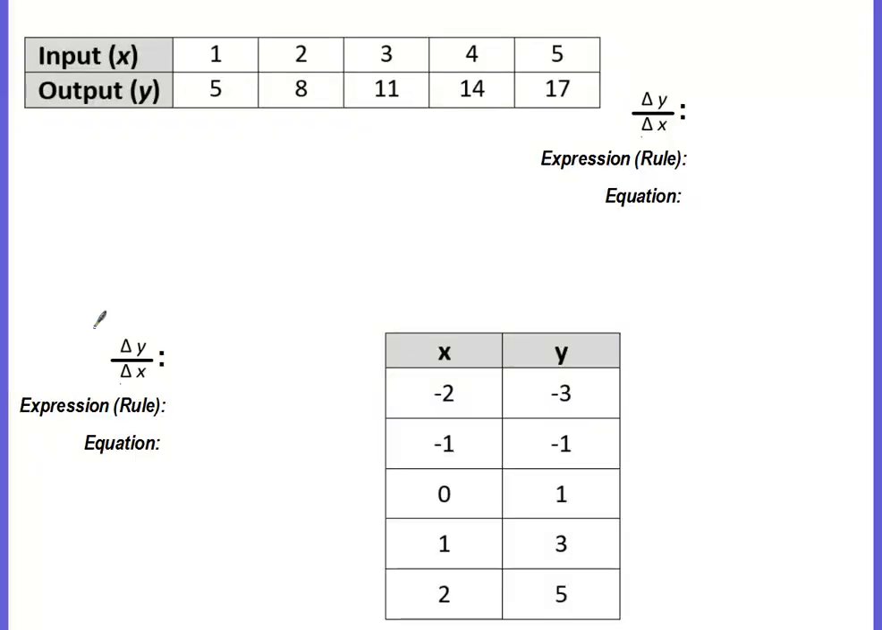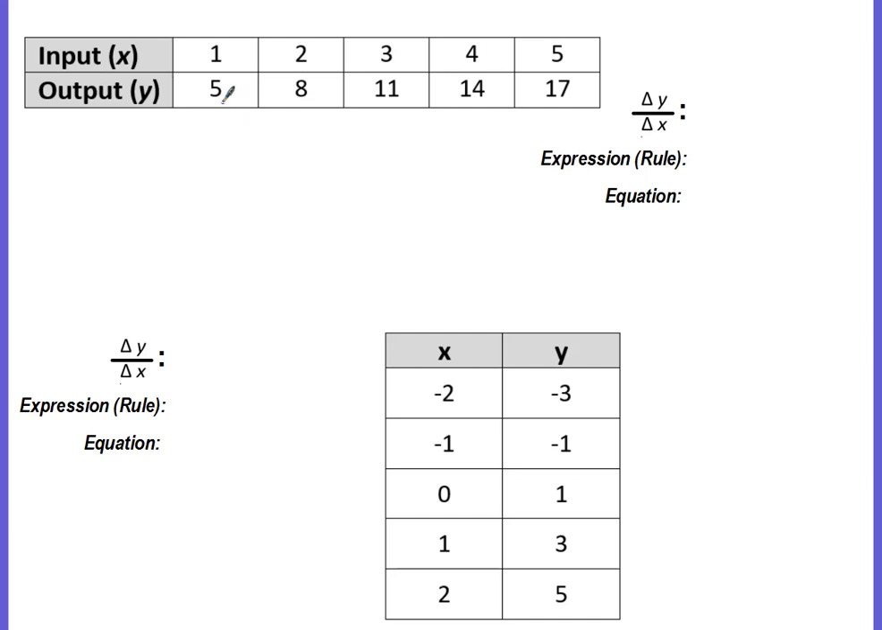So here we go. We have our x and our y, our input-output table. And the first thing we want to do is find the change in y over the change in x. Now, be very careful. It's very easy to do x first because you're used to x coming first. It comes first in the alphabet. It comes first in the ordered pair. It's the independent, the input, the number you need to know. But when you find the rate of change, it's the opposite. We have to find the change in y first.